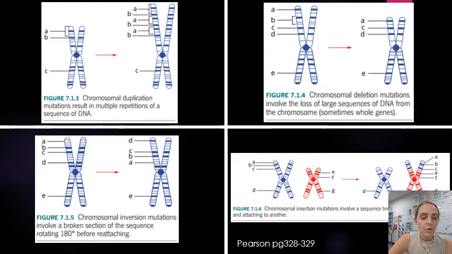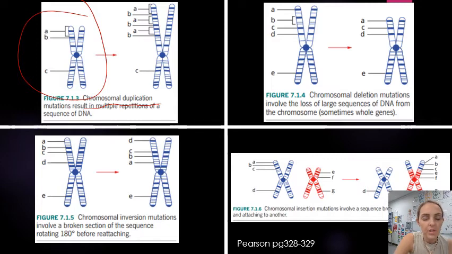The first one at the top left is showing a duplication mutation. So this one here is the normal chromosome, and it's just marked 3 different regions, A, B, and C. And you can see that the C region has remained the same, but up here we have a duplication mutation where A and B have duplicated themselves. This isn't the worst thing because the genes are still there. So the transcription and translation can still occur. It's just been duplicated, which shouldn't happen.